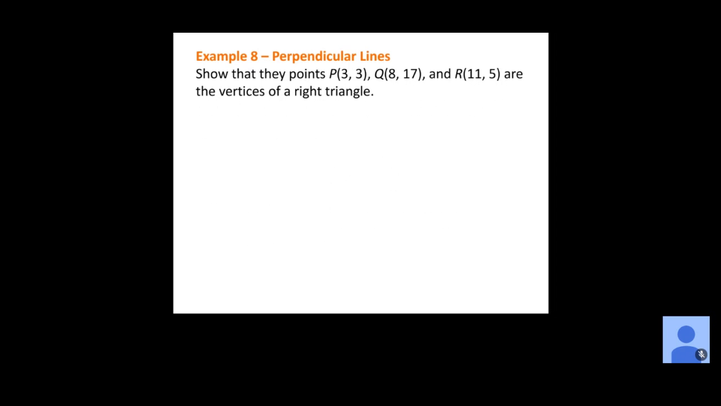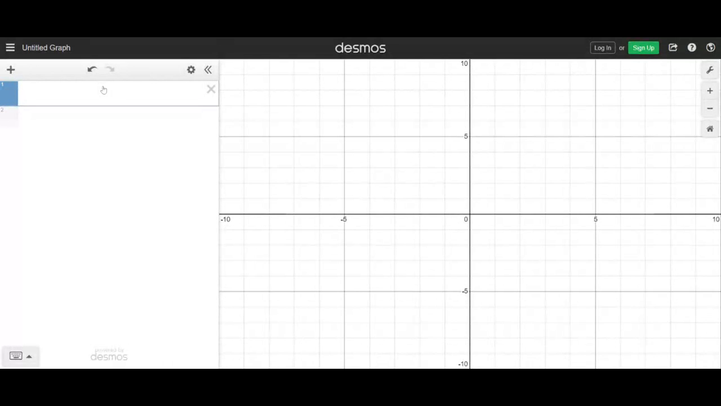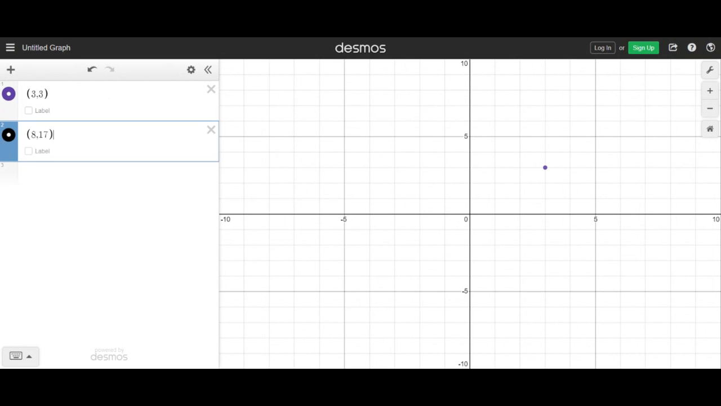All right, so we want to show here that these points form a right triangle. First thing I'm going to do is plot these points. I'm going to use Desmos to do it, just because some of these values are a little large, and I don't want to draw a coordinate plane with such large values. So I'm going to switch over there. Now I'm going to plot the points that are given. So we had 3, 3. We had 8, 17. And we had 11, 5.